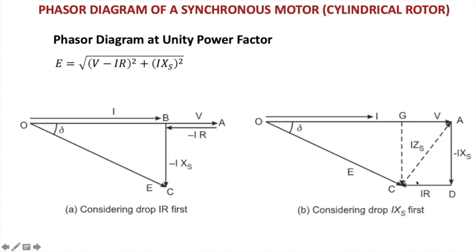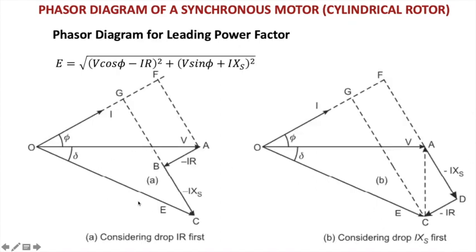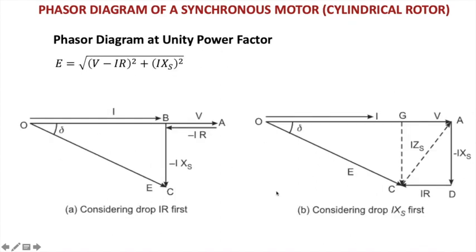Again, in the second figure, you have taken the IXS drop, that is the reactance drop, first, and then added the resistance drop. So whichever you are comfortable with, taking the resistance drop first or the reactance drop first, you can do the phasor calculations as per your convenience.